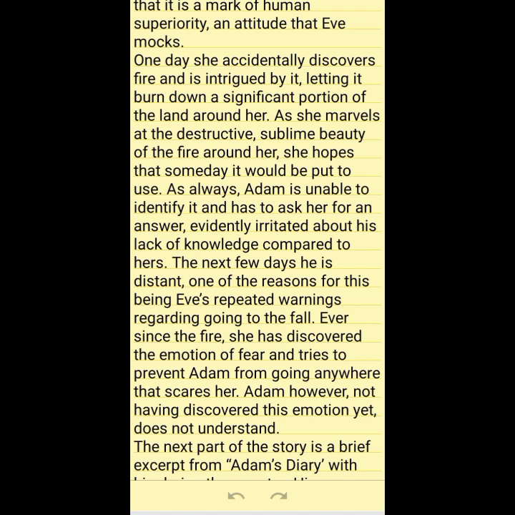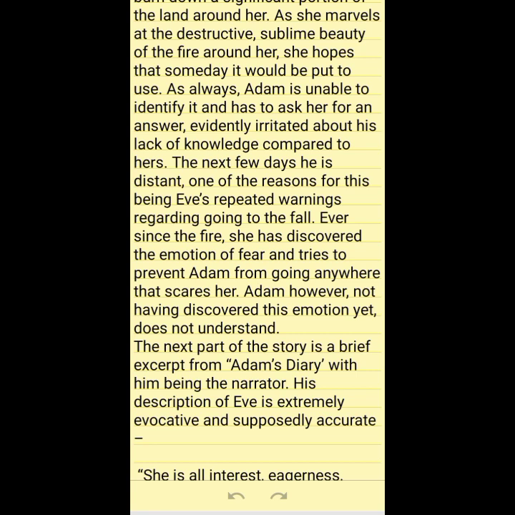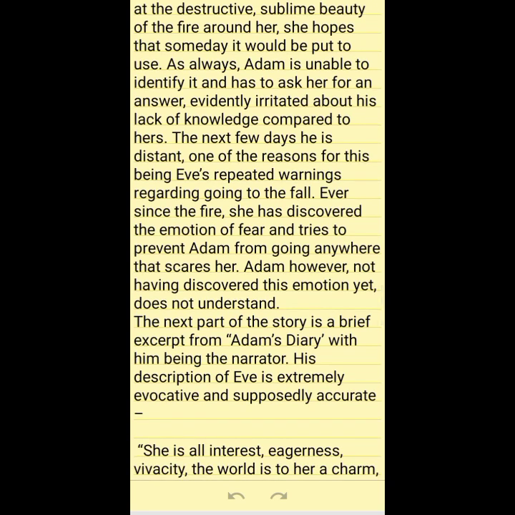As she marvels at the destructive, sublime beauty of the fire around her, she hopes that someday it would be put to use. As always, Adam is unable to identify it and has to ask her for an answer. Evidently irritated about his lack of knowledge compared to hers, the next few days he is distant. Adam is thinking that Eve is so much full of knowledge.